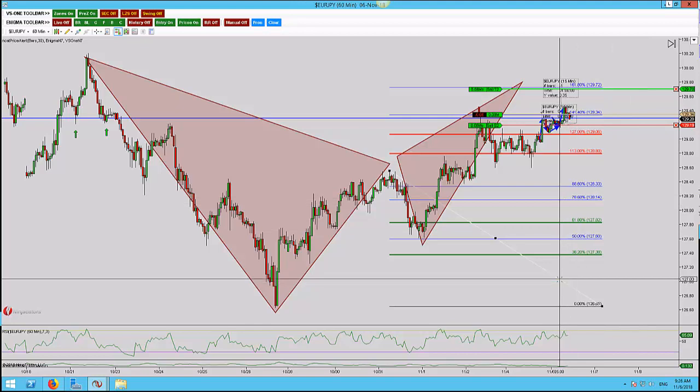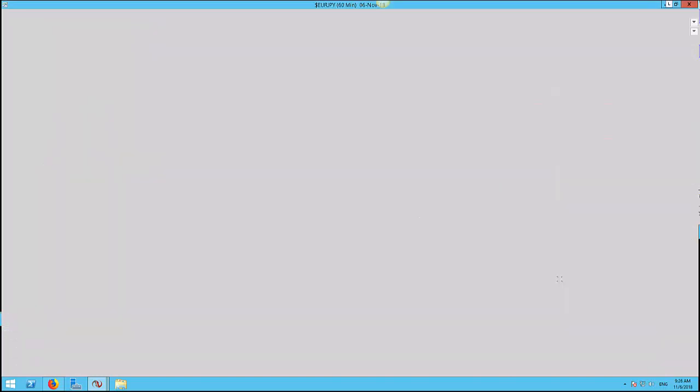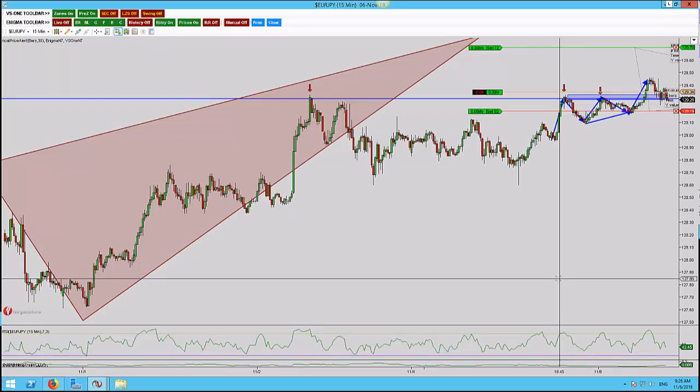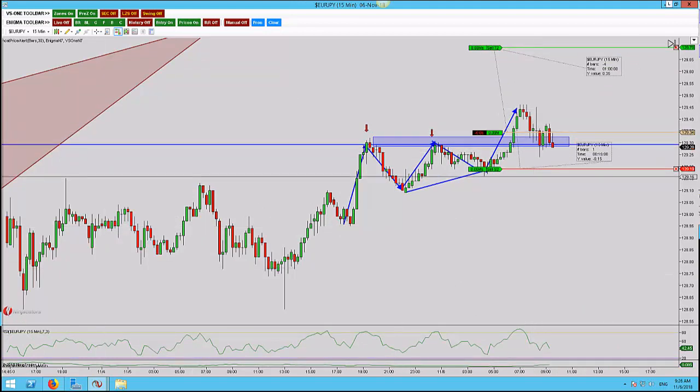So 15 pips here for 35, giving us a 3-to-1 risk reward. Quite a bit of confluence, but isn't as clear as I would like. Nevertheless, the trading opportunity is there for me.